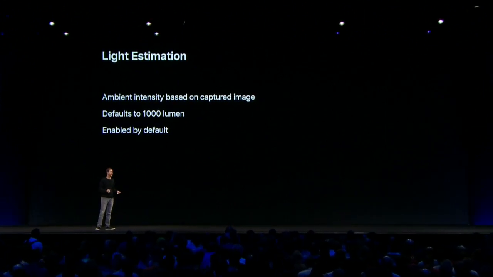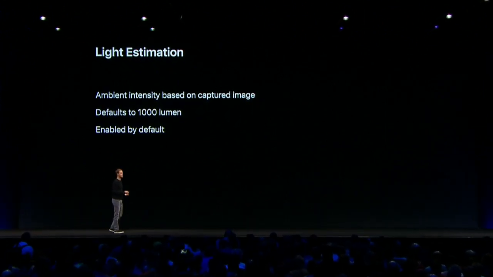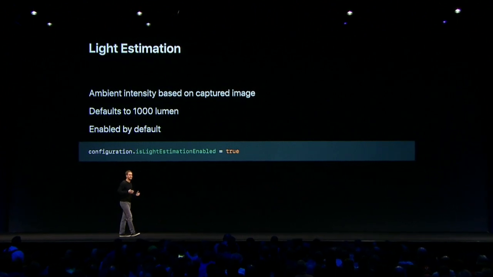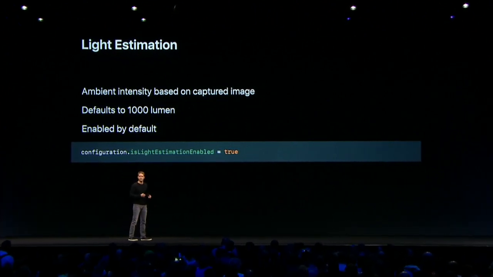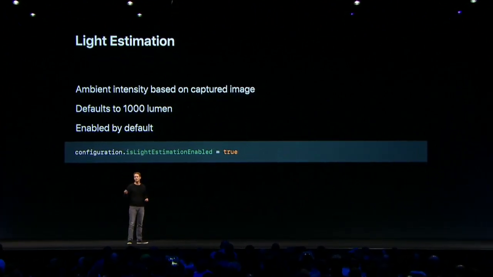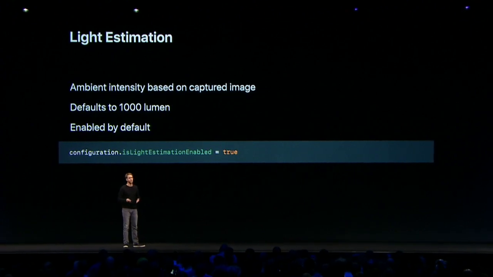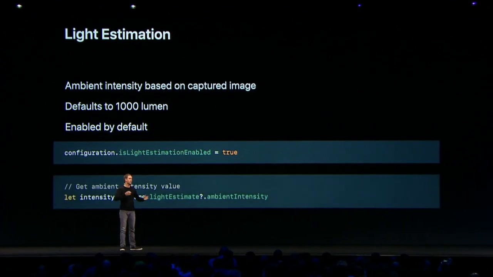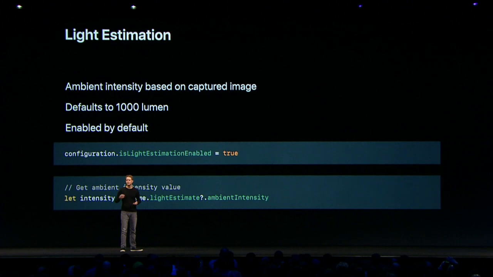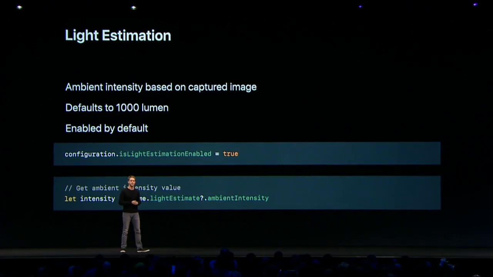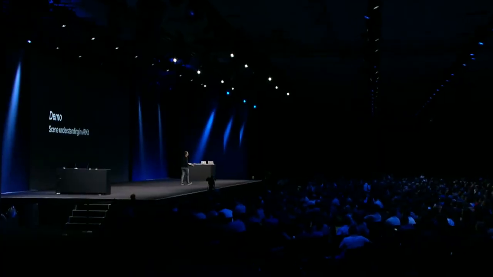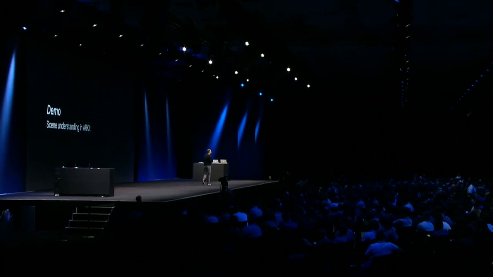Light estimation is enabled by default, and you can configure this by setting the isLightEstimationEnabled property on an ARSessionConfiguration. The results of light estimation are provided to you in the lightEstimate property on the ARFrame as its ambientIntensity value. So with that, let's dive into a demo and look at how we're using scene understanding with ARKit.